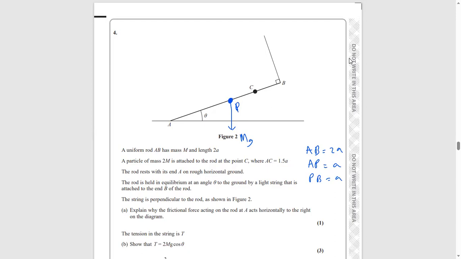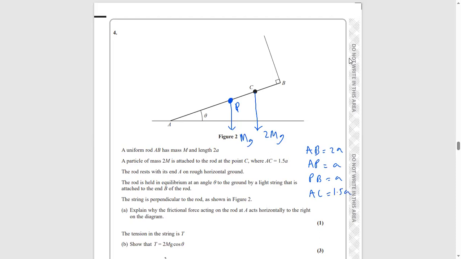Now we know also that we've got a mass of 2m attached to the rod at point C. So we've got a mass going down there of 2m, so a weight going down there of 2mg vertically downwards. Remember, our weights always go vertically downwards. So we have 2mg going down there. And again, we'll just make a note here: AC is 1.5a. Okay, so then what else have we got?